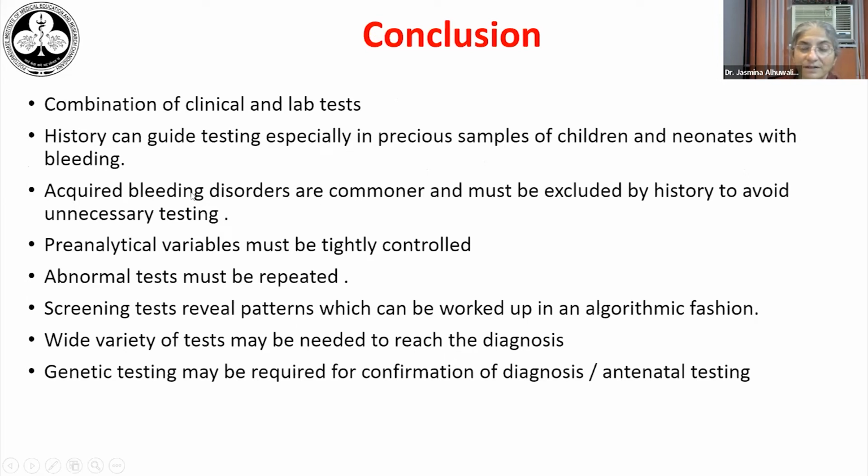So a good approach to a bleeding disorder would need a combination of clinical examination as well as lab tests. History can guide testing, especially in precious samples of children and neonates with bleeding, where a restricted panel can then be applied. We must remember that acquired bleeding disorders are much commoner and they must be excluded by history to avoid unnecessary testing.